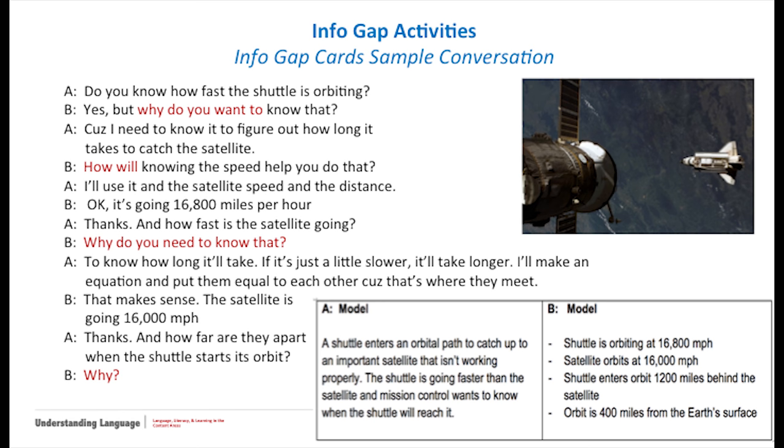Now look at the language that comes from it, right? To know how long it'll take. If it's just a little slower, it'll take longer. I'll make the equation and put them equal to each other because that's where they meet. That makes sense. The satellite's going 16,000 miles per hour.